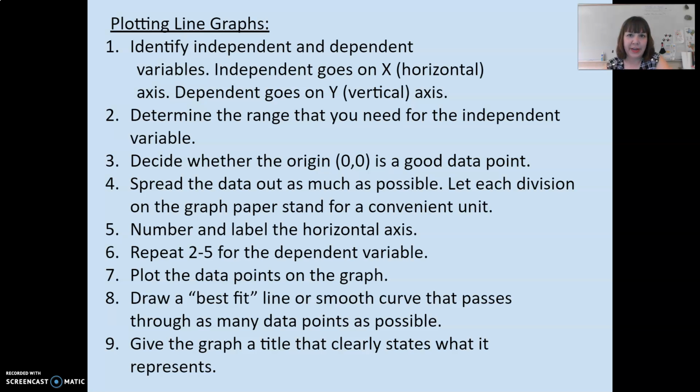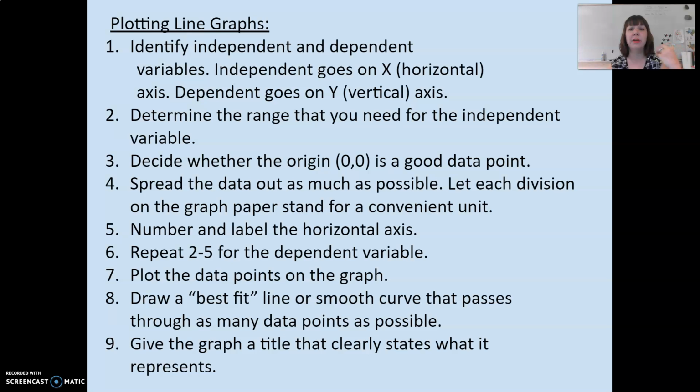Determine what range you're going to need. Will you need to go from 0 to 100 or just 0 to 10? How much data are you going to need here? Decide whether you can start at the origin, 0, 0, or maybe in the case of years that have gone by, you don't need to start at year 0. You need to start at year 1940. Where do you need to start your data?